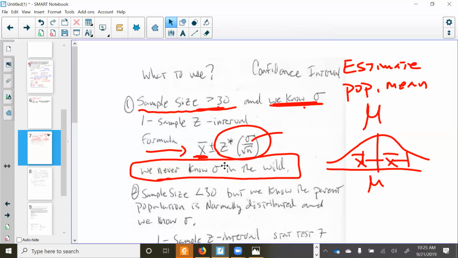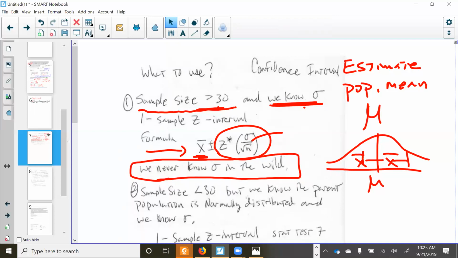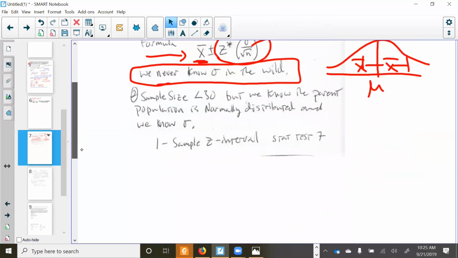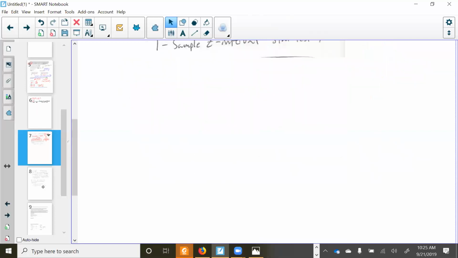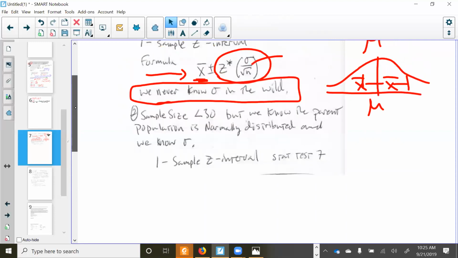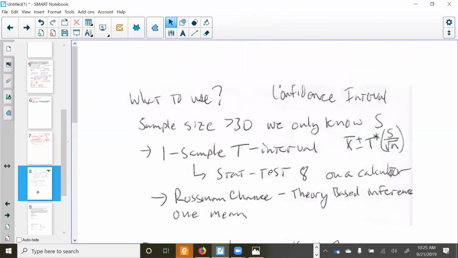If you have a sample size less than 30, but you know the population standard deviation, and you know the original population was normal, you're okay. This still all holds. So I said that if the population is normally distributed, and we know the population standard deviation, being less than 30 is still okay. Let's come down to the next one.